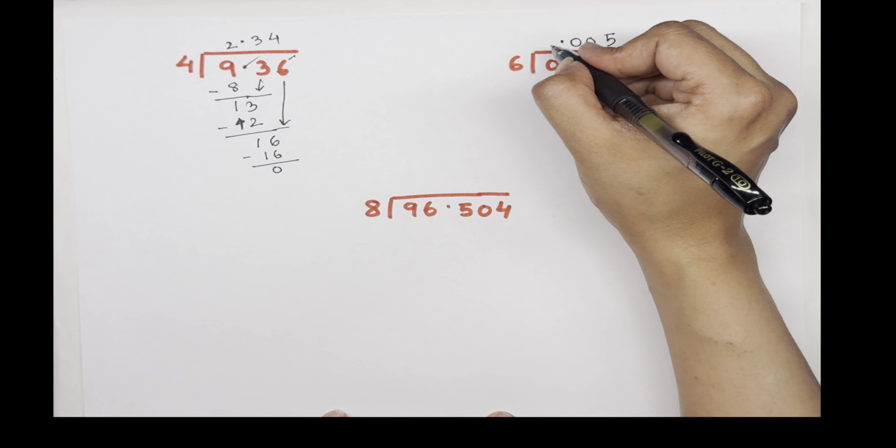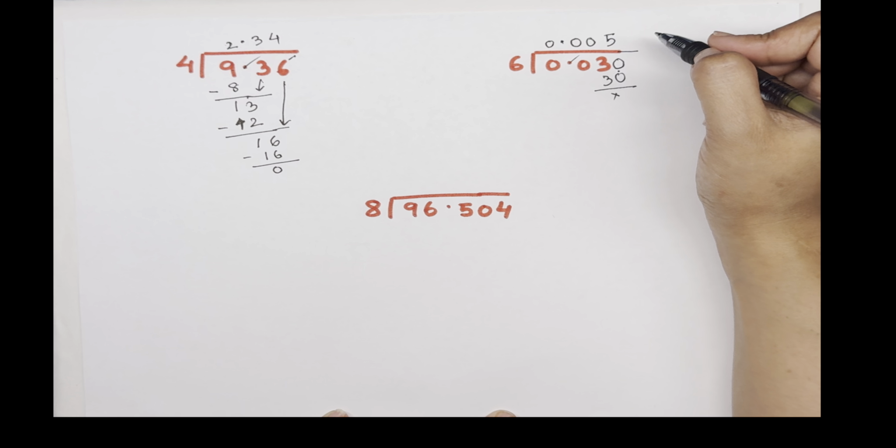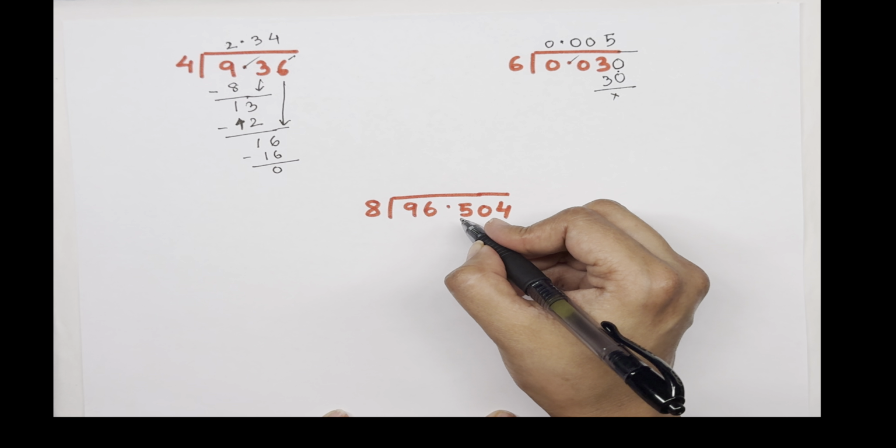So 0 point, you can put a 0 before. There's no problem in there. If you don't put that, that is also fine. 0.005. Let's do the next example.